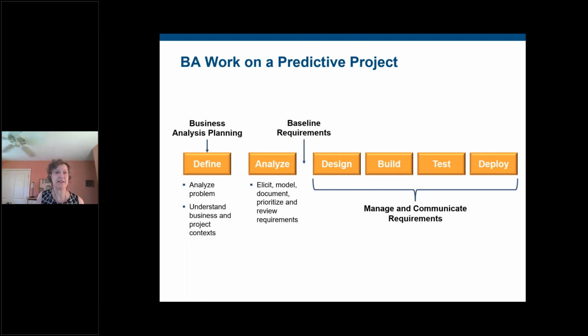We analyze, maybe do some modeling, do our BA thing here, and then we're going to get a requirements baseline, that approved, detailed baseline of requirements. And then the rest of the project is pretty much managing and communicating requirements, managing changes. If there are changes, we get approval for the changes, update the plan, and then manage to the new requirements. That's a song we're all familiar with.